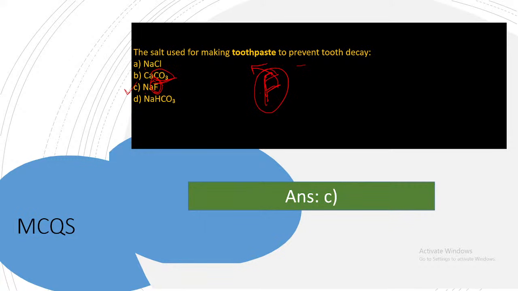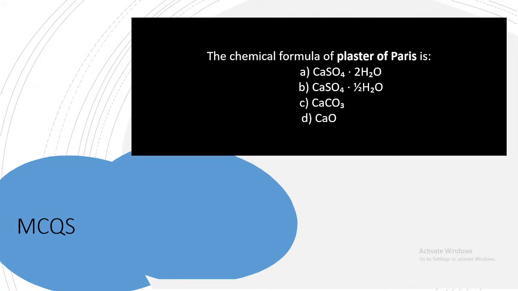Okay, next one. The chemical formula of plaster of Paris is: option A, CaSO4.2H2O; option B, CaSO4.½H2O; option C, calcium carbonate; option D, calcium oxide. What do you think will be the correct option?